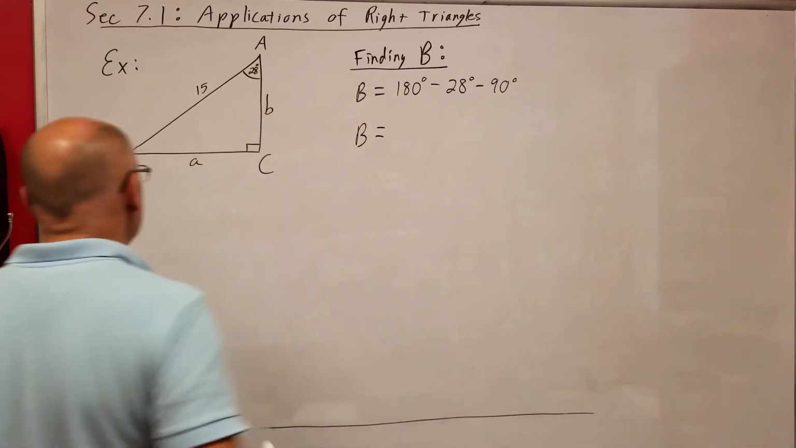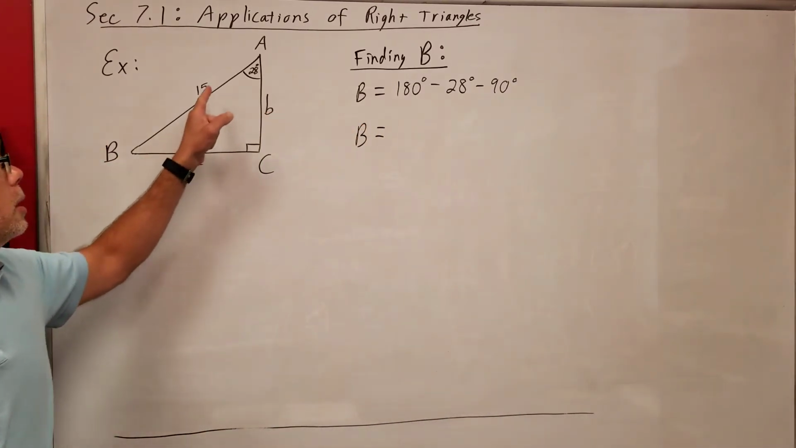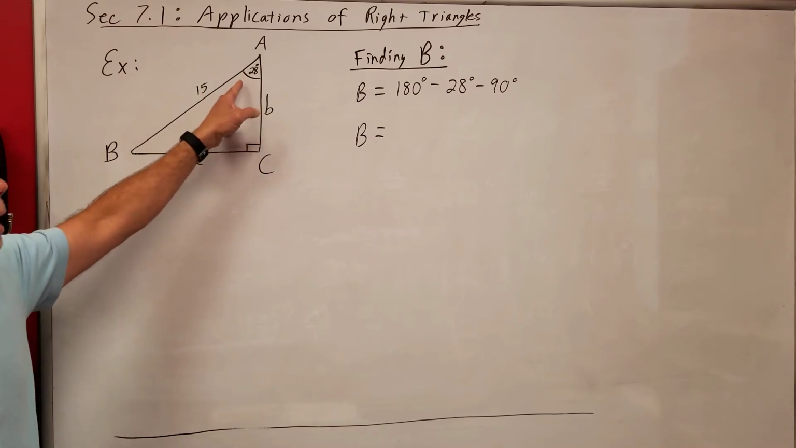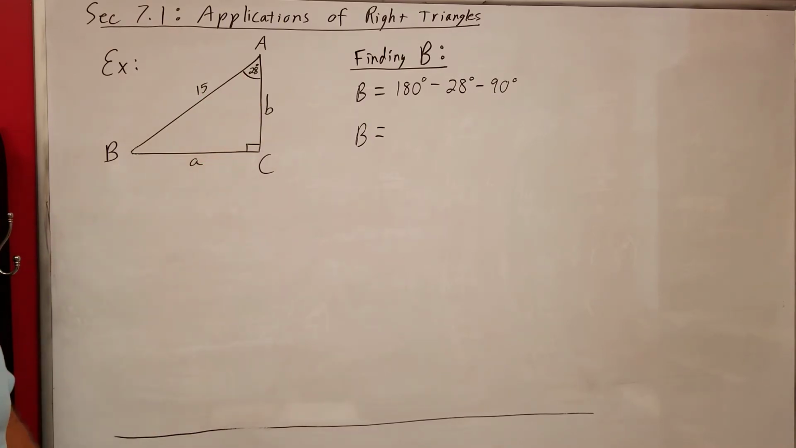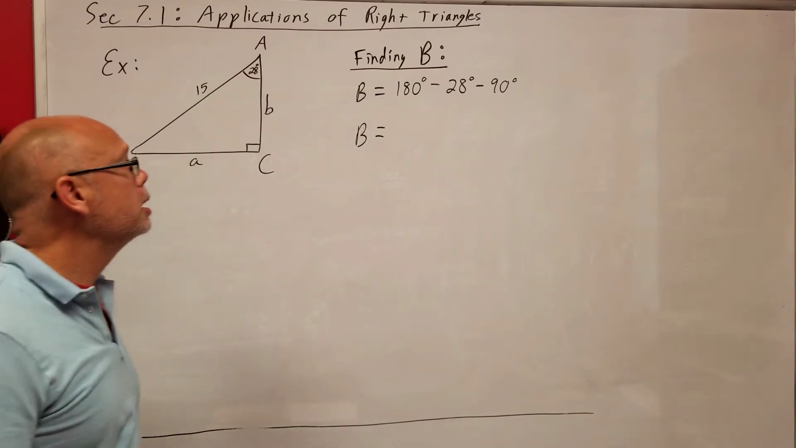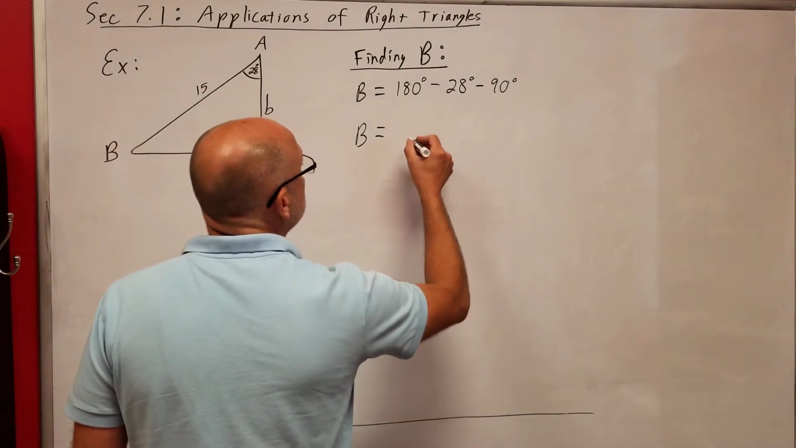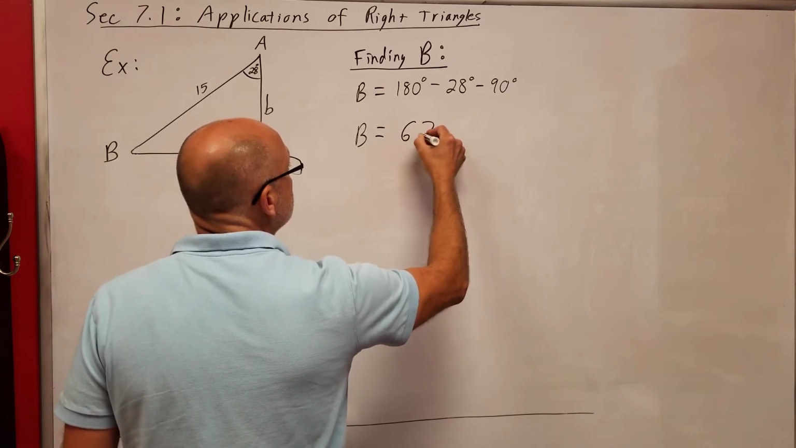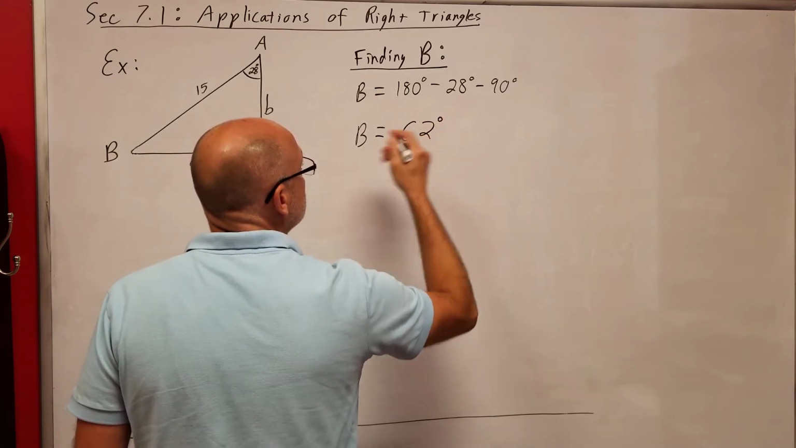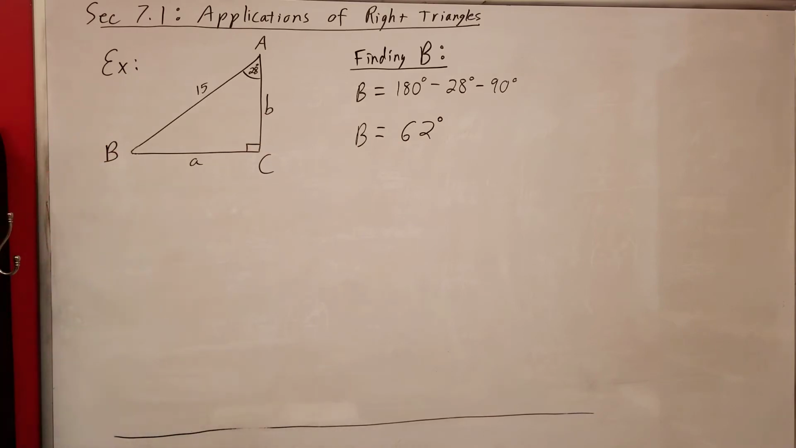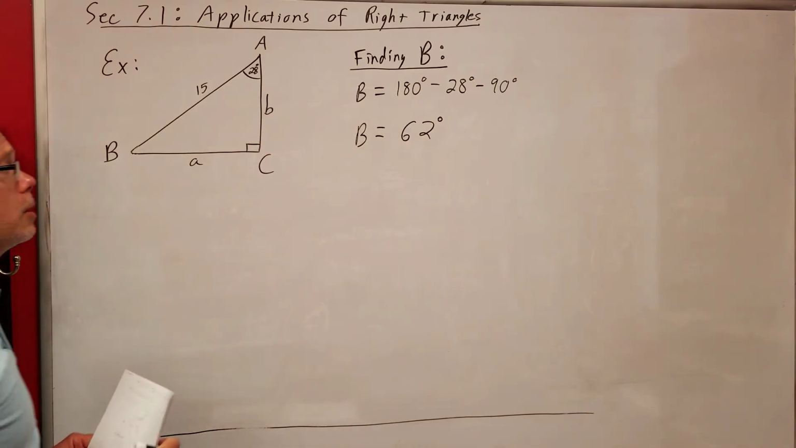So again, how do we do that? Angle B is 180 minus 28 minus 90. Okay, so 180 minus 90 gives me 90. And 90 minus 28 gives me what? 62. All right, so angle B is 62 degrees.